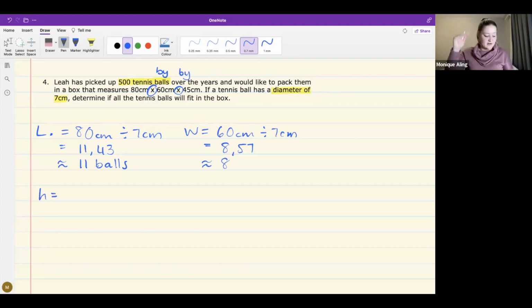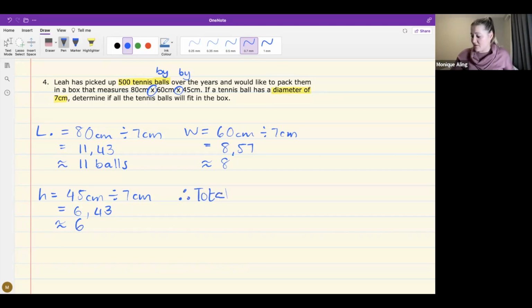Height, how many balls can fit along the height? It is 45 divided by 7. The nice thing about circles or having the diameter, it doesn't matter if you get the dimensions confused, you're dividing by 7 all the time. Okay, and then that gives us an answer of 6 balls. So in total, the box can hold 11 times 8 times 6, which is 528 balls.